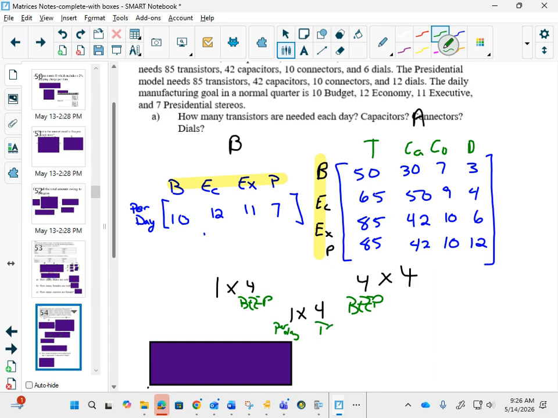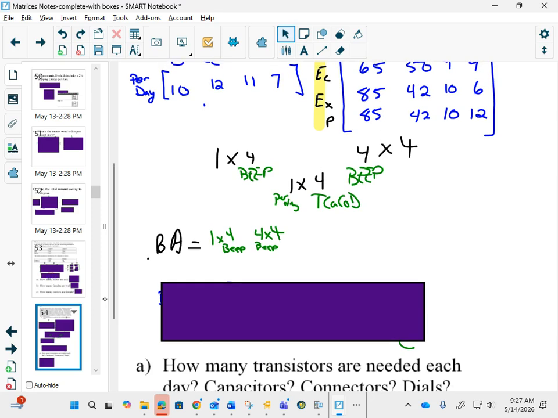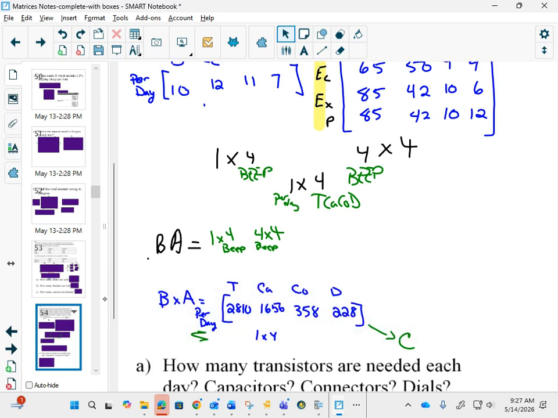and my 4 was, oops, that's capital B. Okay. Good. A 1 by 4. And when I multiply those together, they match up, the beeps match up, and our answer here gets all of that data really quickly. You need 2,810 transistors per day.